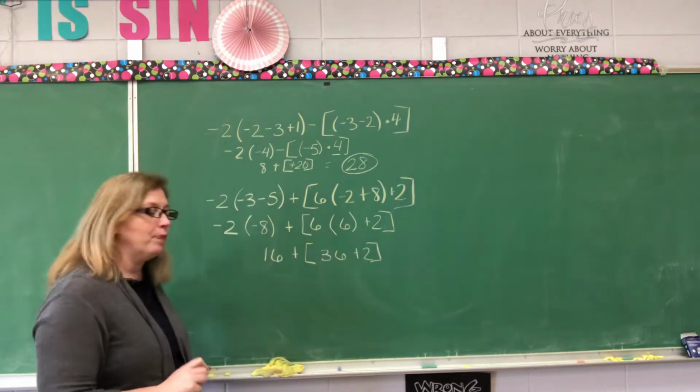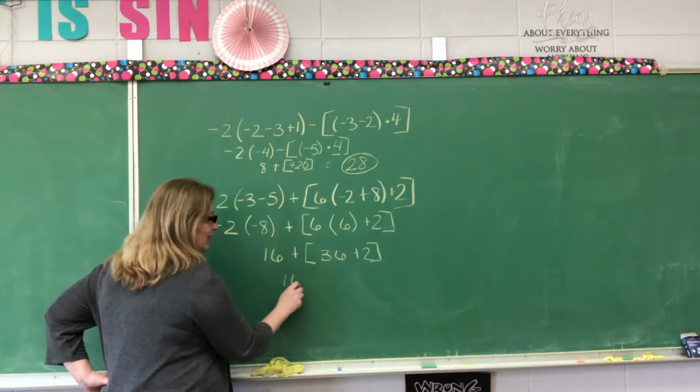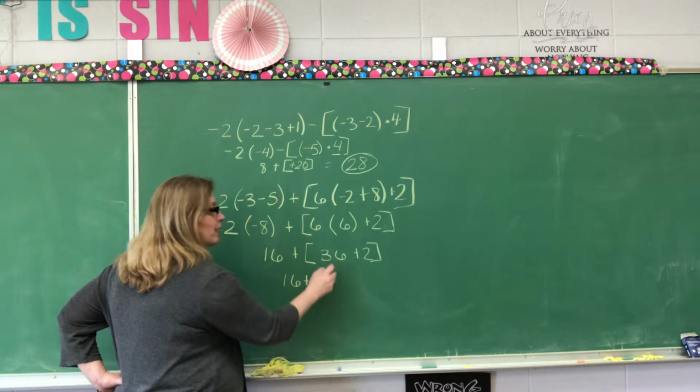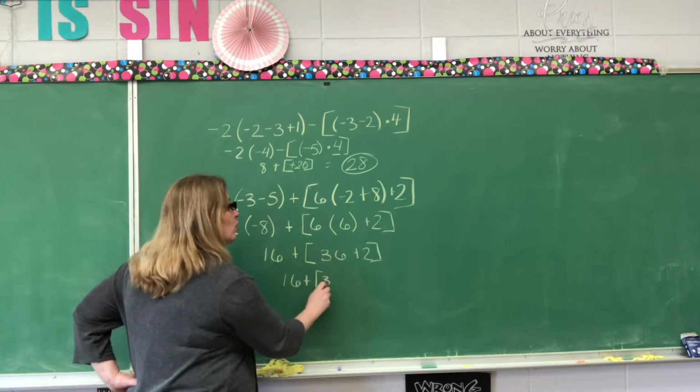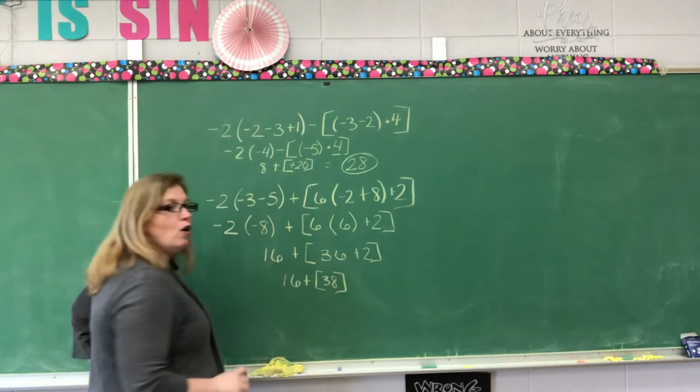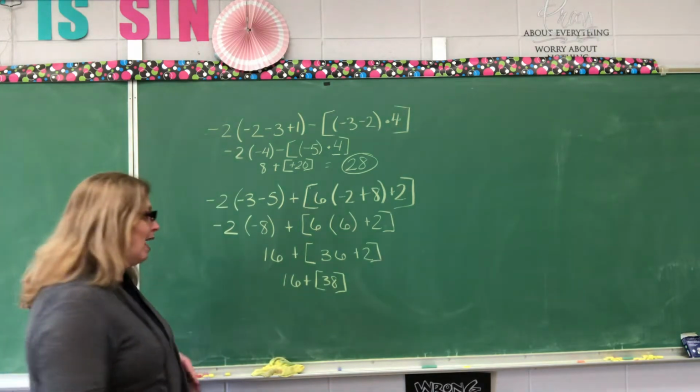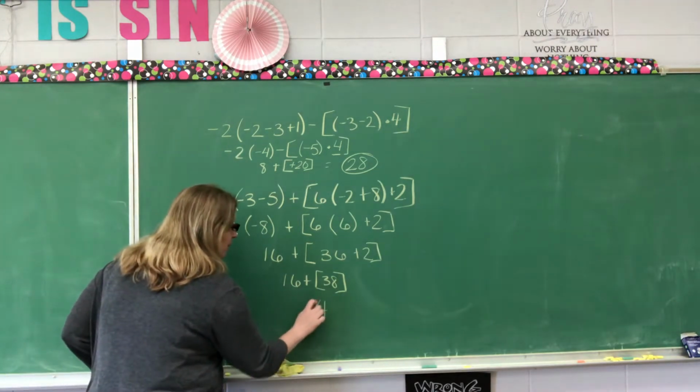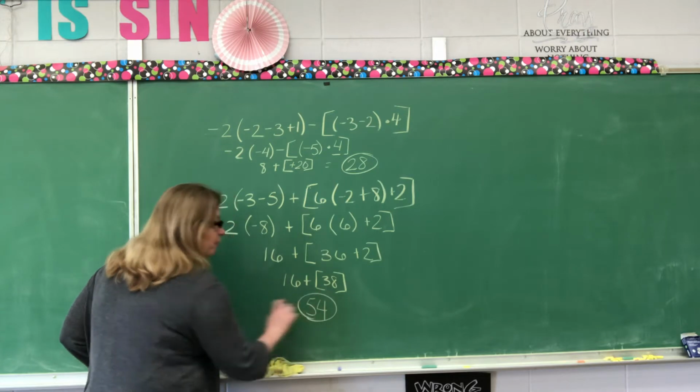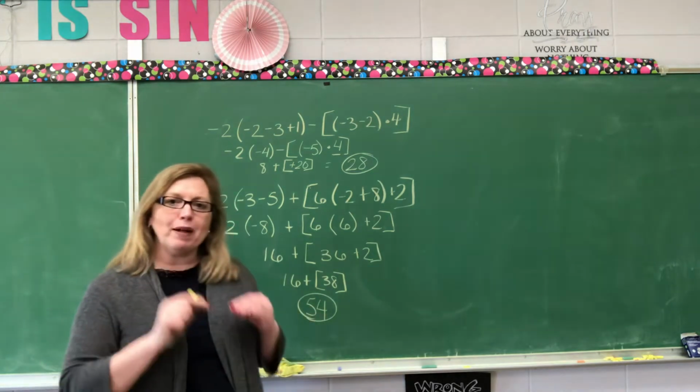Now, I'm finished with this. I'm going to bring it down. Put my bracket. 36 plus 2 is 38. Now, all I need to do is add my last two numbers, and I have 54. Okay, so let's talk about this again.